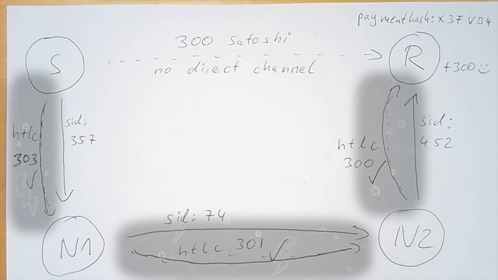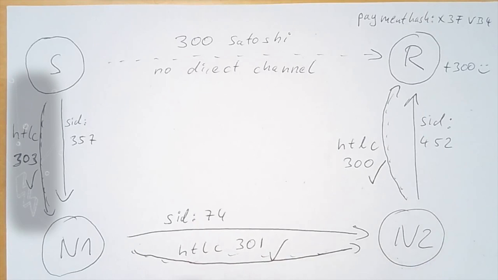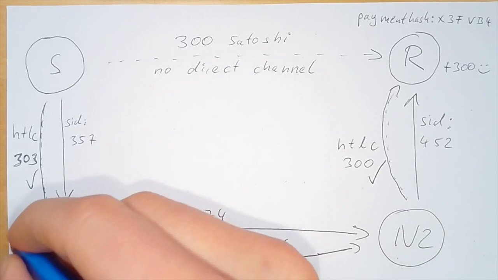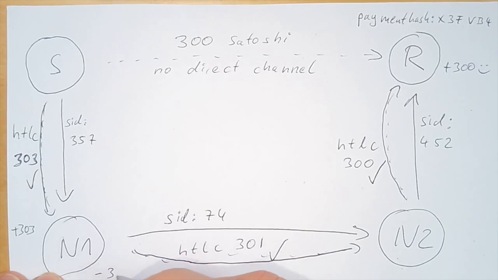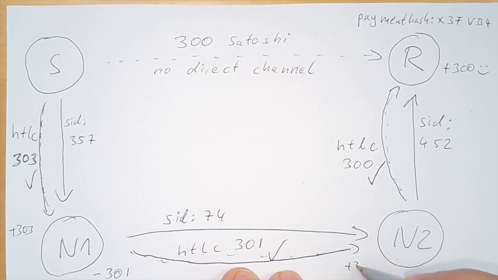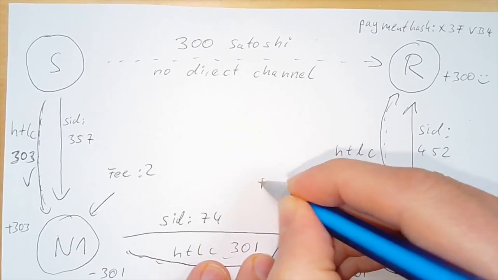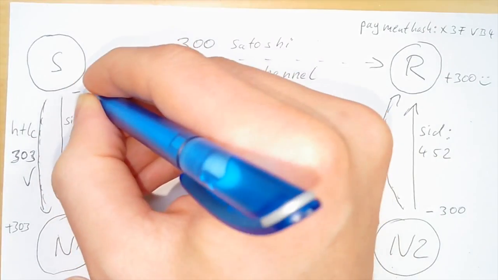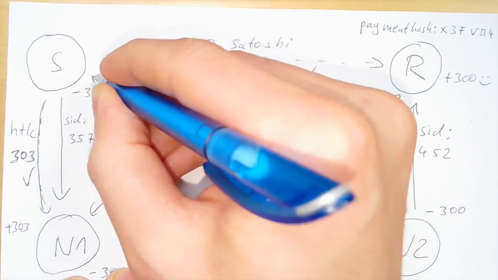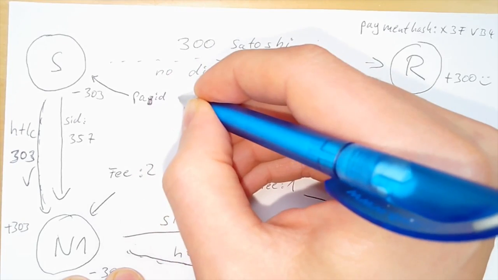They are being set up in the direction from S to N1 to N2 to R. The onion is encrypted in the other way around. So it starts with the message for R, and then comes the next layer with the message for N2, the next layer with the message for N1. And then we already see that N1 received 303 satoshis, but only forwarded 301, which N2 received, and N2 only forwarded 300 satoshis, which means that N1 collected a fee of 2 satoshis and N2 collected a fee of 1 satoshi. Whereas the sender needed to pay a little bit more, so the sender paid 303 satoshis with a total fee of 3 satoshis.